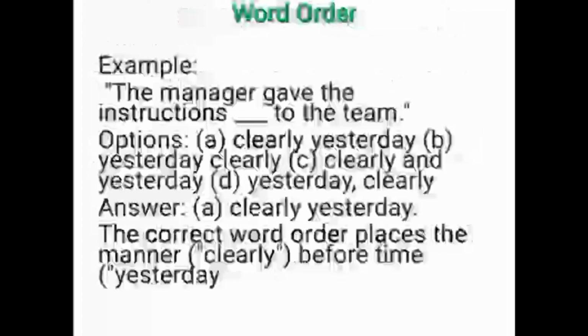Word order. In word order, know the correct placement of adjectives, adverbs, and modifiers in a sentence. For example: The manager gave the instruction dash to the team. Options: clearly yesterday, yesterday clearly, and so on. The correct answer here is clearly yesterday. The manager gave the instruction clearly yesterday to the team. It's not yesterday clearly. The correct word order places the manner, clearly, before the time, yesterday.